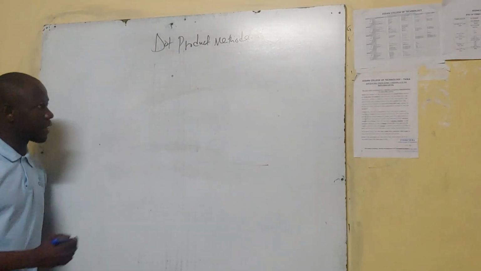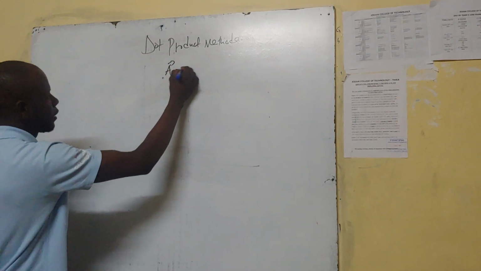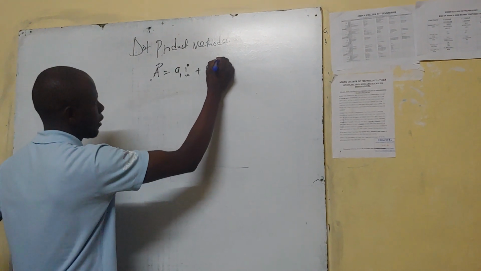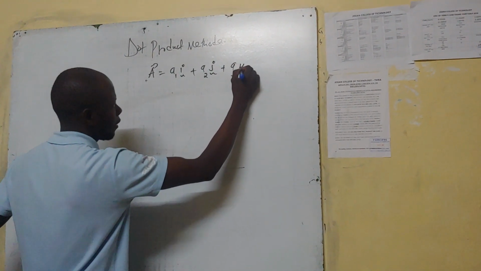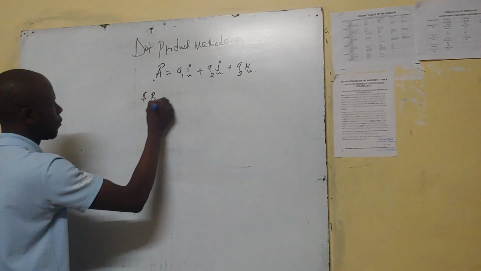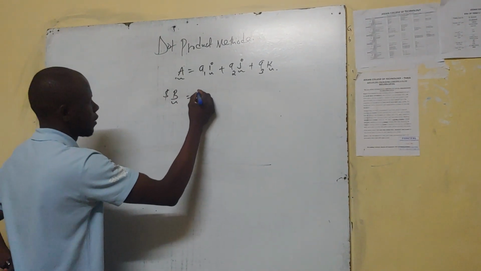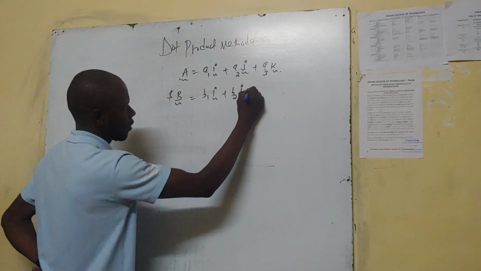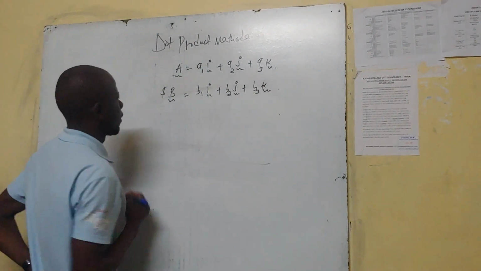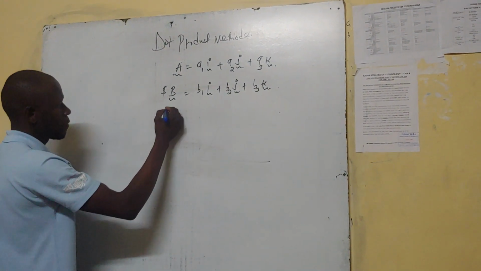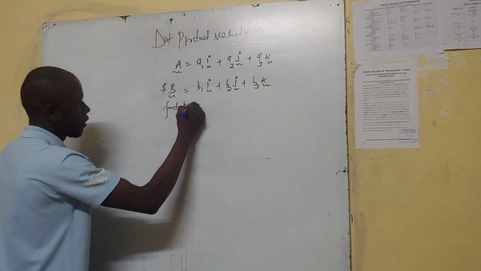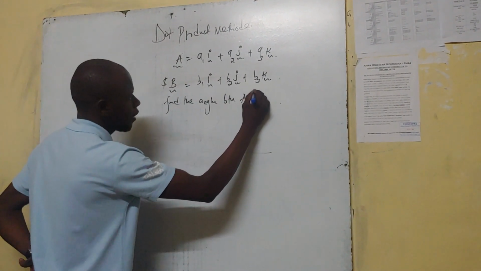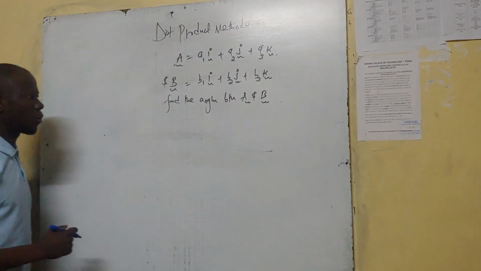So when you are given two vectors, say vector A, which is given by A1i plus A2j plus A3k, and another vector B, which is B1i plus B2j plus B3k, then we can find the angle between vector A and vector B using the dot product method.